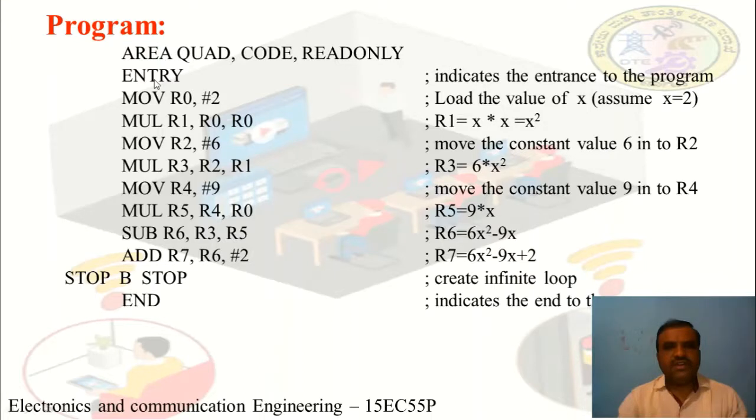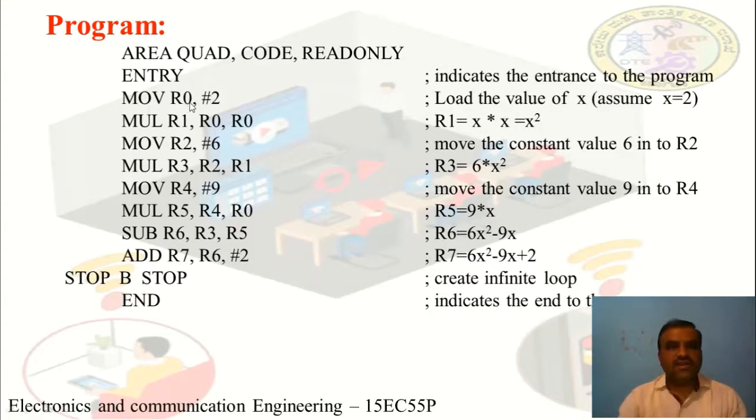So next you have to assume the x value. Here I have assumed x value as 2. So that value should be loaded to some register. So here I have written move R0, #2. The assumed x value is moved to R0. Next we have to calculate x square. So for calculating x square, you have to multiply R0 with R0.